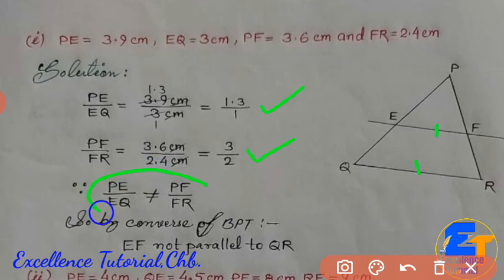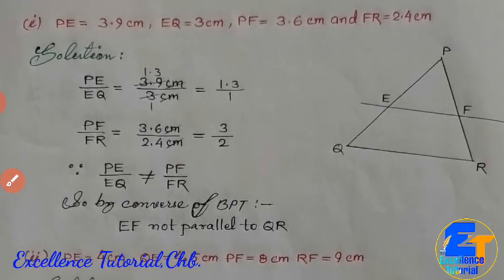We have written C. That means in every question you need to check whether EF will be parallel to QR or not. So see the next question. Next question, try to solve yourself.